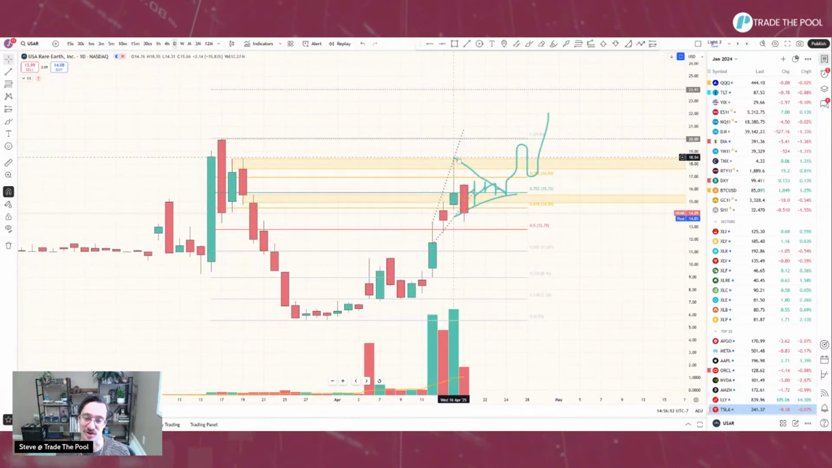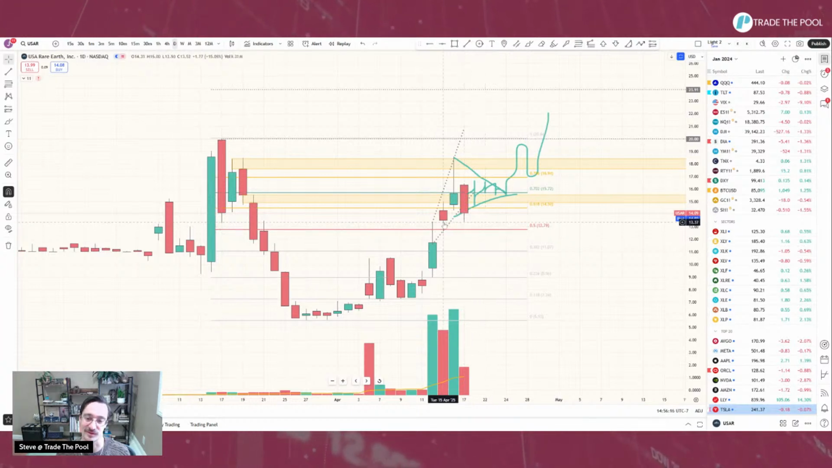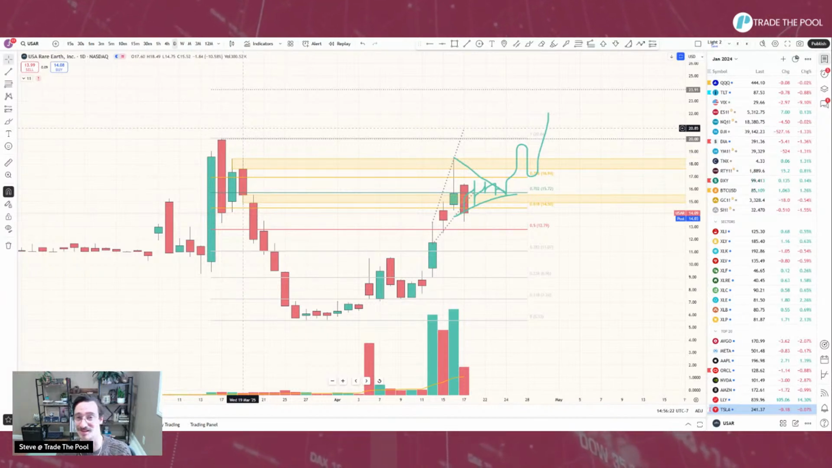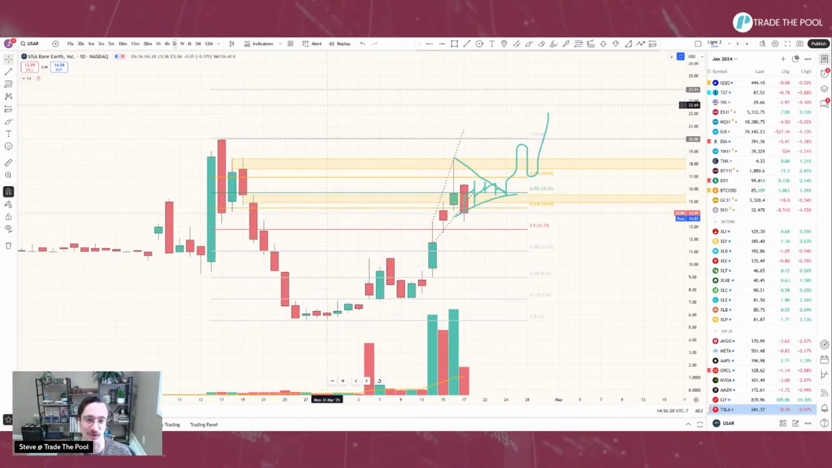I got my trim off and I'm very happy with that. And now I'm looking to reload if we hold this 50 fib in this imbalance here. But it happens so fast on these, where it's just boom, and the seller comes in and everybody freaks out and gets out of the way. So yeah, that is where we're at there.